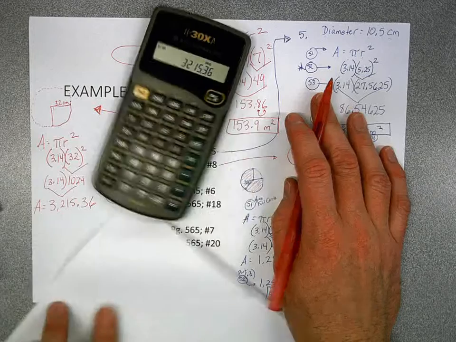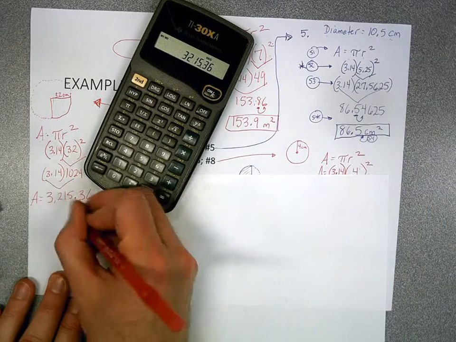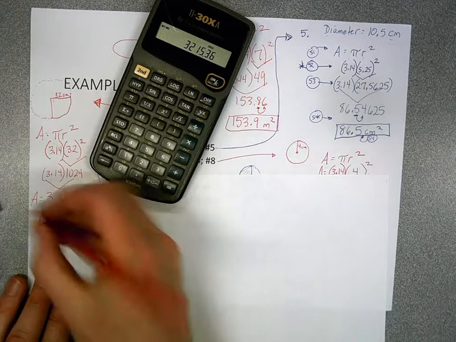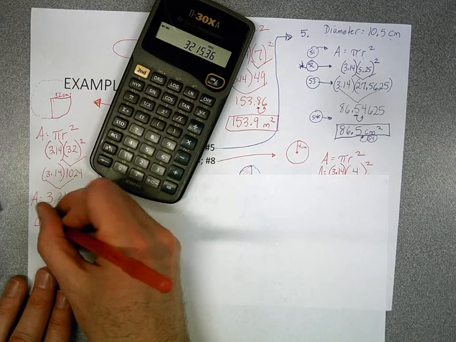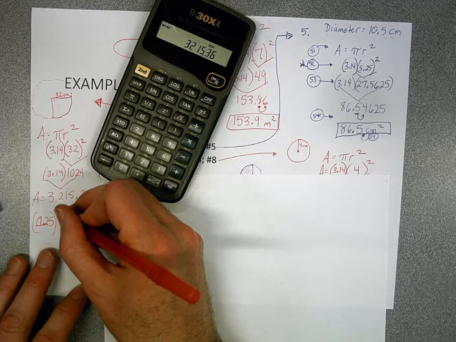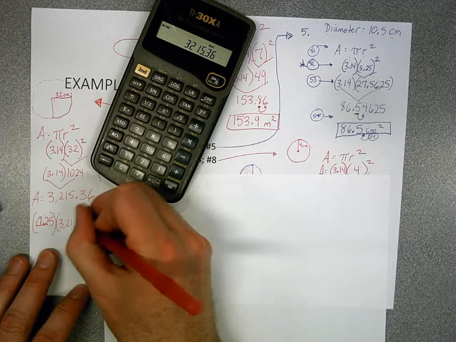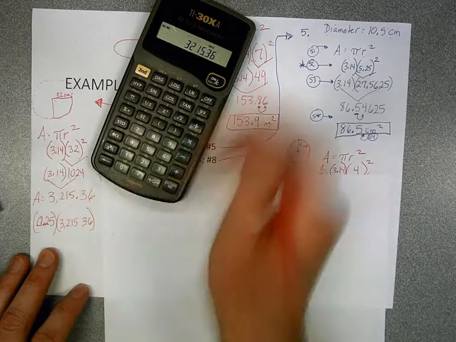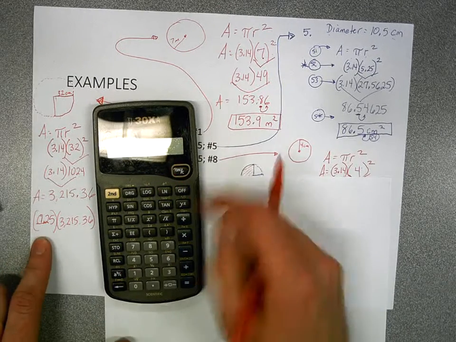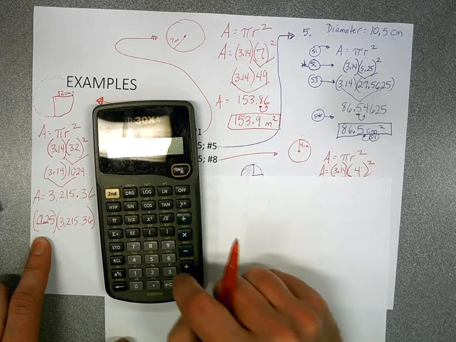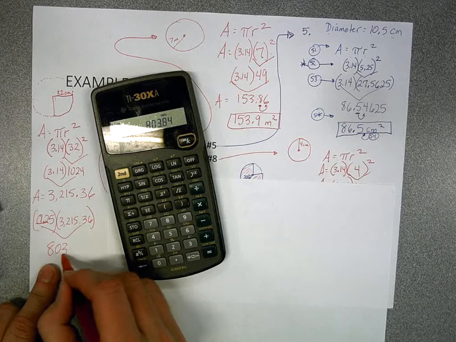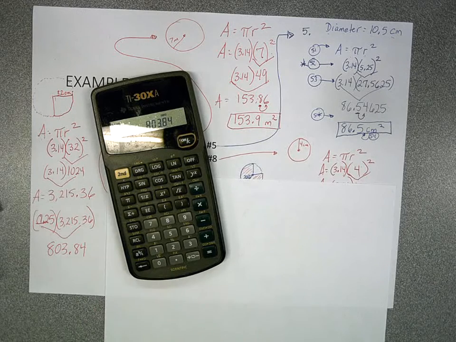I'm going to go ahead and multiply this by 1/4. Now what obviously I can do instead is multiply by 0.25. So this big number is already in my calculator. I'm going to go ahead and multiply by 0.25 equals, and I get 803.84.